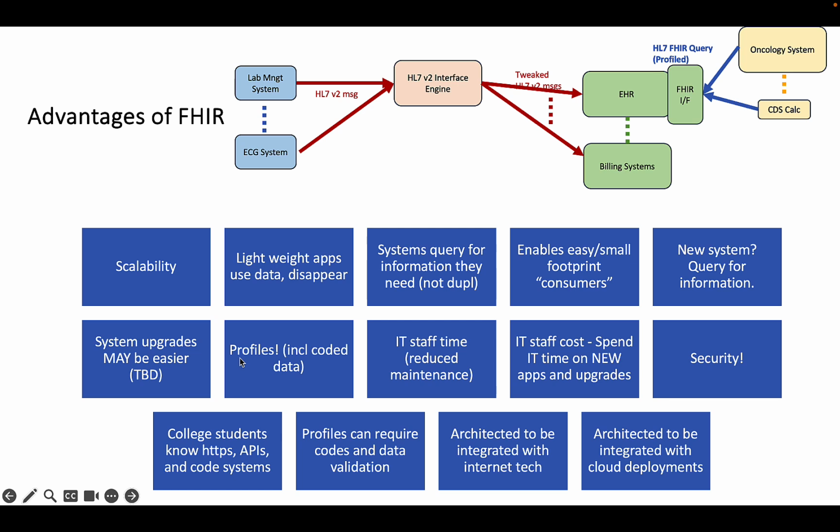FHIR has profiles. That is huge. Not only does it have profiles, but it's computer processable information for profiles. And they can require coded data. Not only can they say you will use LOINC, but you shall use LOINC for this particular value. And these units of measure if you're going to comply with these profiles. Eventually, IT staff will be reduced. Initially, IT staff will not be reduced. They need to support multiple different types of interfaces and protocols, and this is going to be around for a long time.